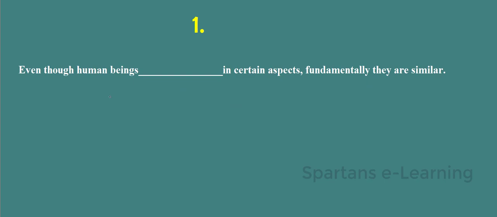Here is the first question. It says, even though human beings dash in certain aspects, fundamentally they are similar. Now what is the keyword and what is the connector? Even though human beings dash in certain aspects, fundamentally they are similar. See here, fundamentally they are similar, this is your keyword. The meaning says that human beings are similar.